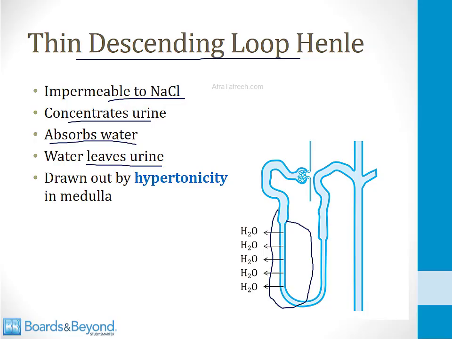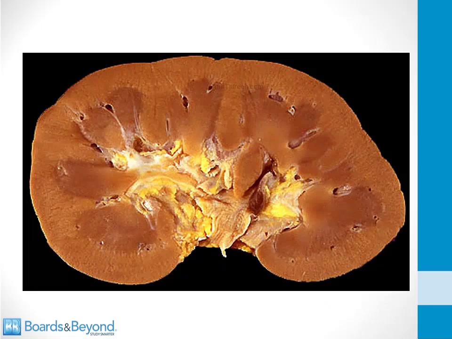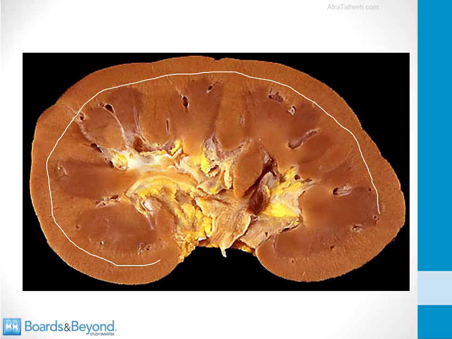And the force that draws the water out of the thin descending loop of Henle is the hypertonicity of the surrounding medullary interstitium. So let's talk about that now. Here's a cross section of a kidney, and this outer portion here is the cortex of the kidney, and that's where you find the glomeruli. However, where you find the loop of Henle is that it dives down from the glomeruli into this portion here, which is the medulla. The outer portion is called the outer medulla, the inner portion is called the inner medulla.